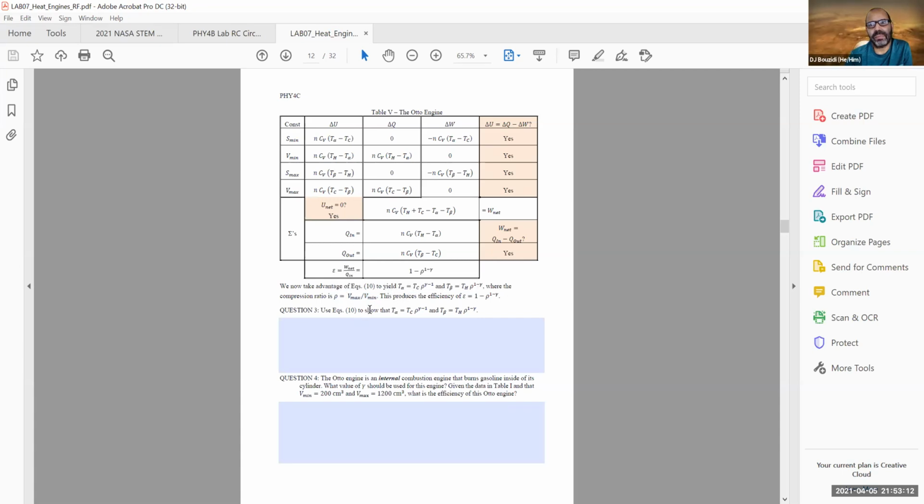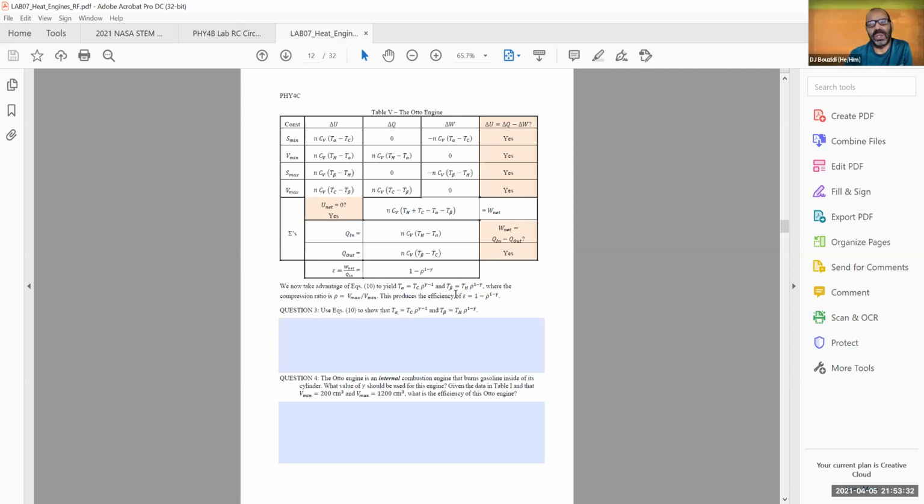Okay, anyway, use these equations to show that T alpha is equal to TC. We did that in lecture today, actually. So you can go back and refer to the lecture and answer question 3. And now they give you numbers now. Actually, Vmax in this question is not 1,000, but 1,200. 1,200 divided by 200, that is 6.